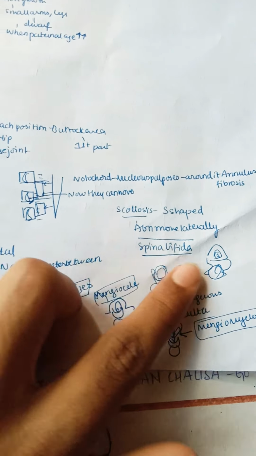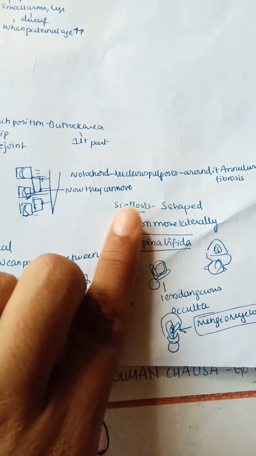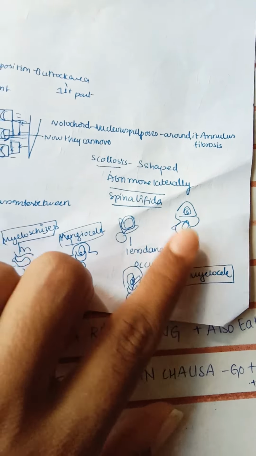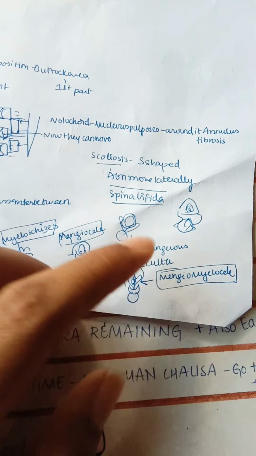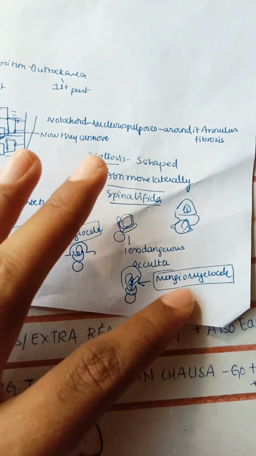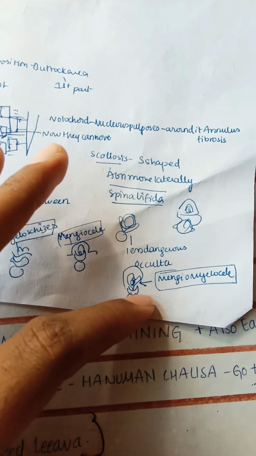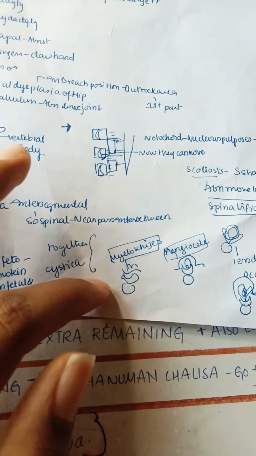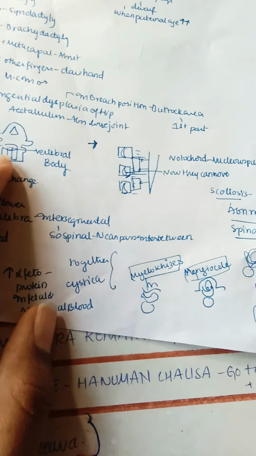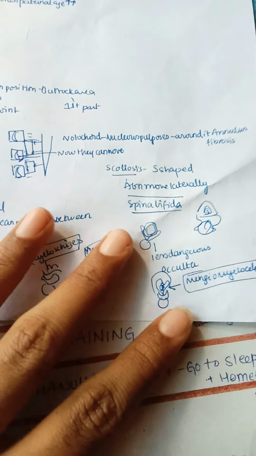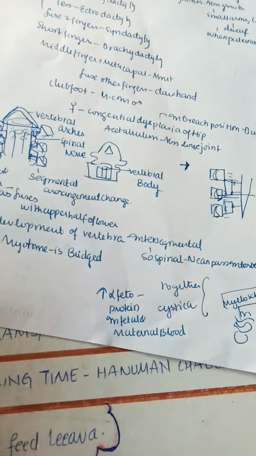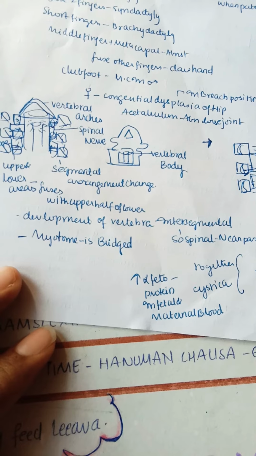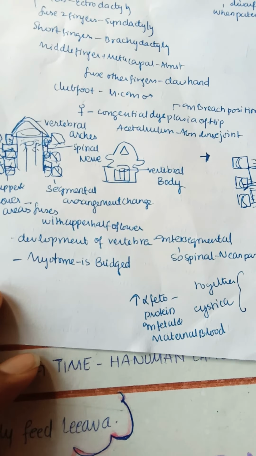So what is scoliosis? It means an S-shaped, abnormal curve that moves laterally. Then spina bifida is also one more abnormality. You can see the spina bifida is of different types. The less dangerous one is the occulta, and we also have meningomyelocele and myeloschisis. Myeloschisis and meningomyelocele are together called cystica, in which alpha-fetoprotein is very high in both maternal and fetal blood.